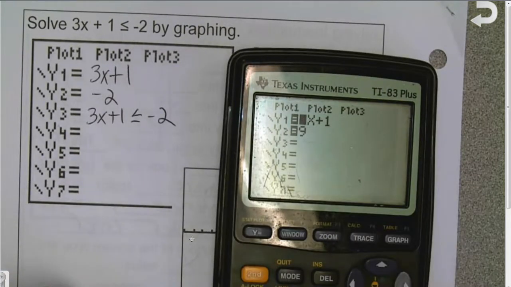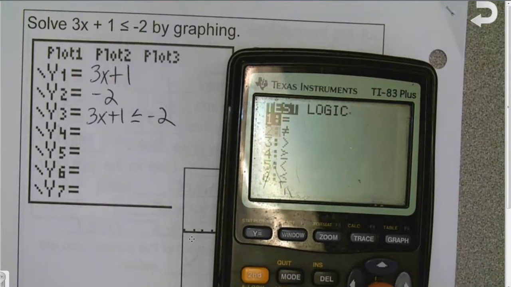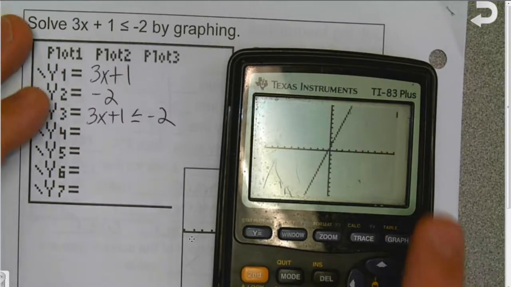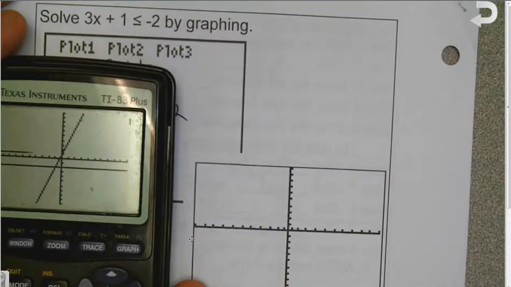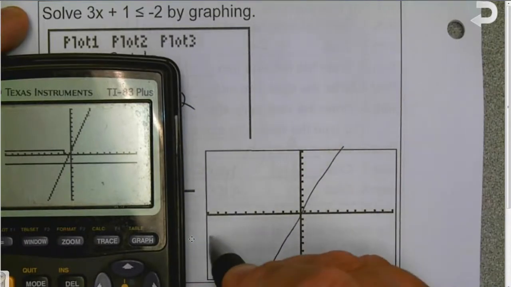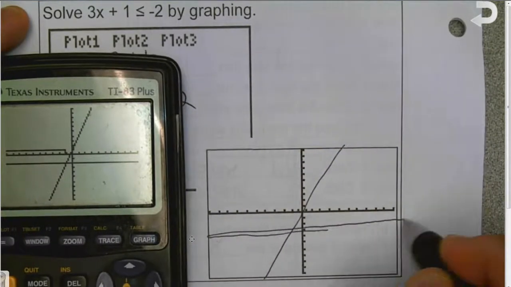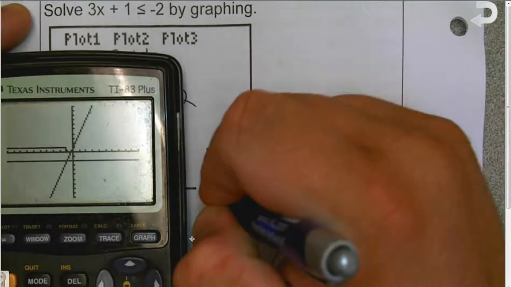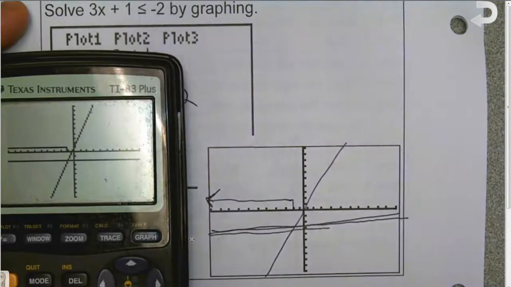Y equals 3x plus 1, negative 2. And now I'm going to go to line 3, and I'm going to do 3x plus 1, second math, less than or equal to, so I'm going to put that there, negative 2. And I'm going to go ahead and hit graph, and we want to look at the graph of this. Perfect. So I have this line, I have this line, and it's through negative 2, so I need to do a little bit better job. But more importantly is I have this line. This line is going to tell us the answer right there.